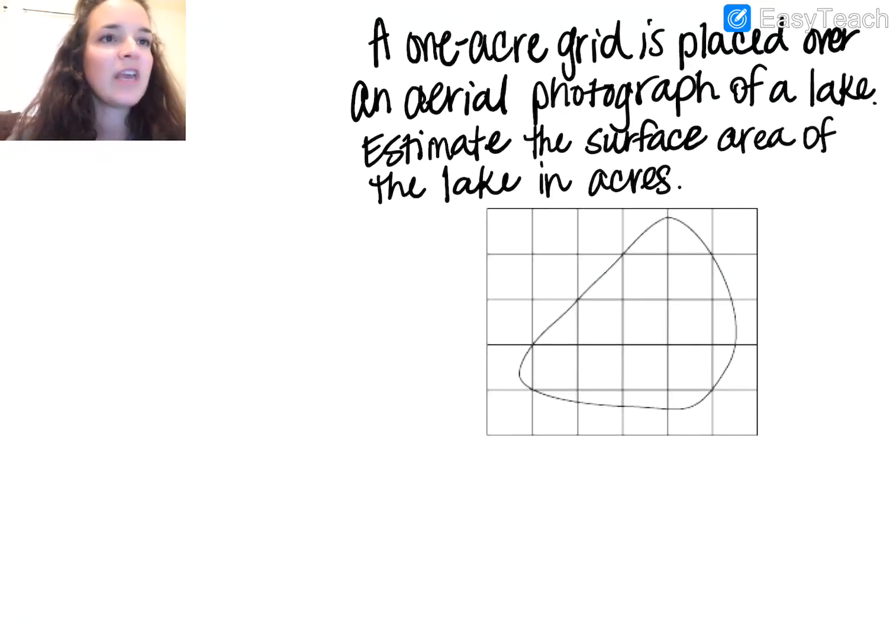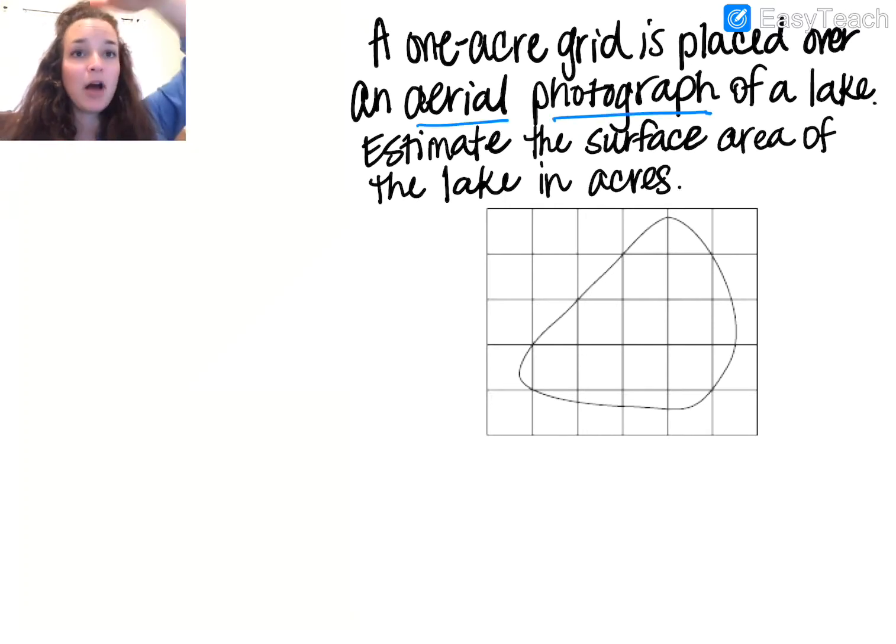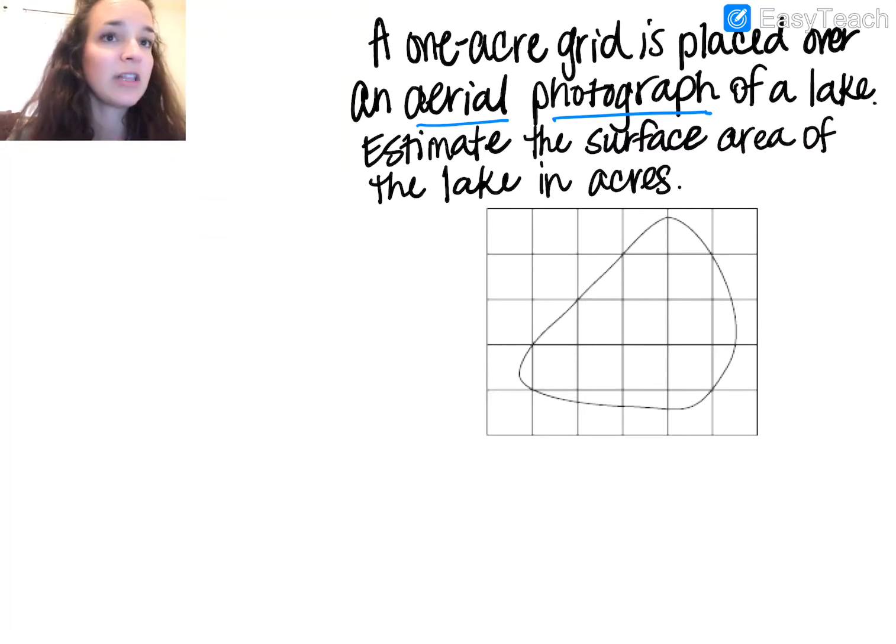So if we've got a 1 acre grid, so we're saying this grid represents 1 full acre of land, okay? And it's placed over an aerial photograph. That means a photograph that's taken from above, from like a helicopter or something, of a lake. Estimate the surface area of the lake in acres, okay?